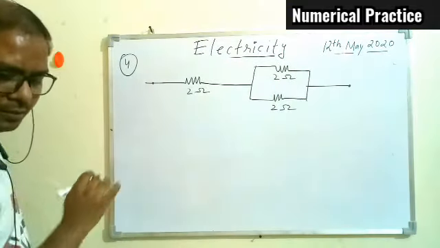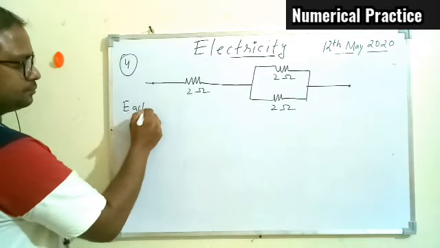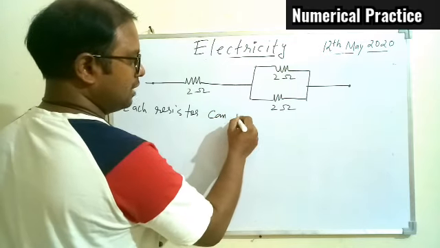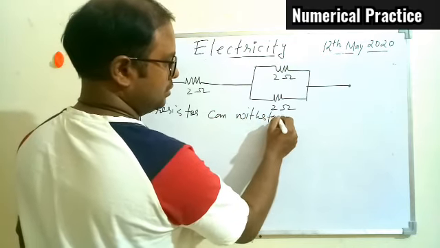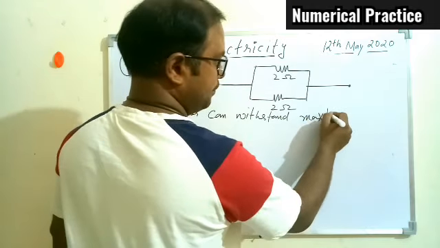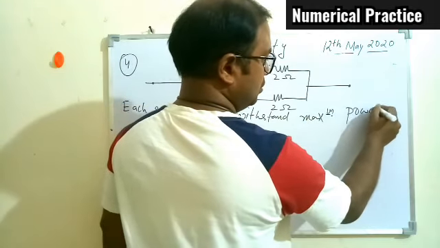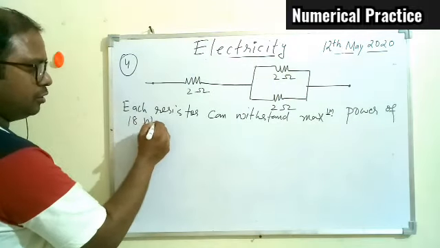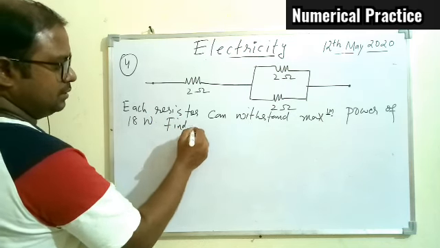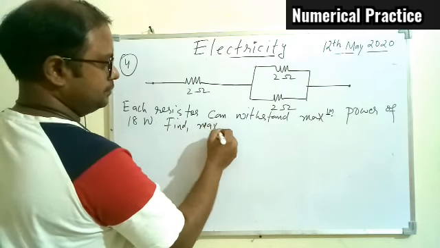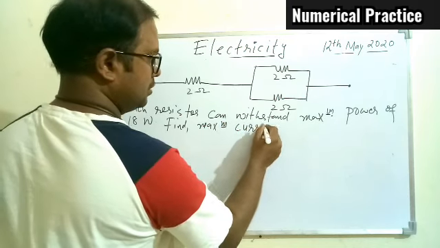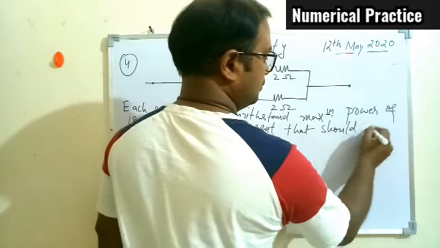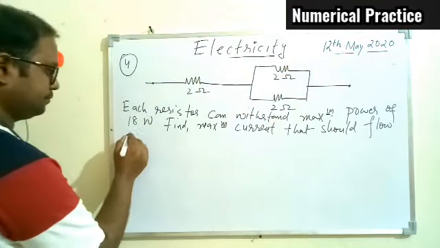And the second thing given is that each resistor can withstand a maximum power of 18 watt. Find the maximum current that should flow through them.